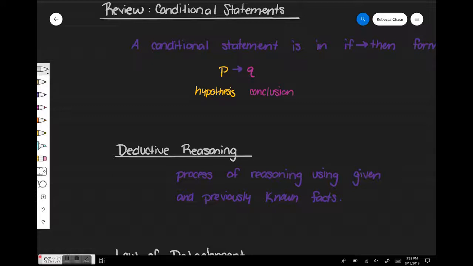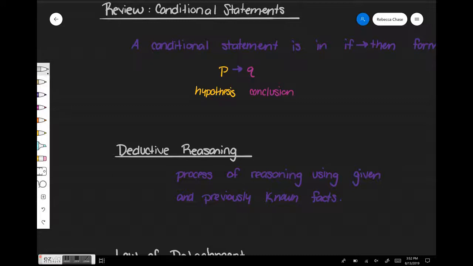All right, guys, so we are going to start talking about different types of reasoning. We should have already covered inductive reasoning at this point. I'm just going to do a very quick review just to cover what a conditional statement is. We've covered conditional, inverse, converse, and contrapositive up to this point. For this section, the only one you are going to need to remember is a conditional statement.